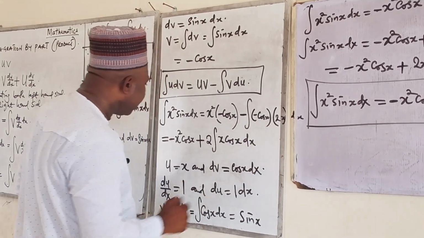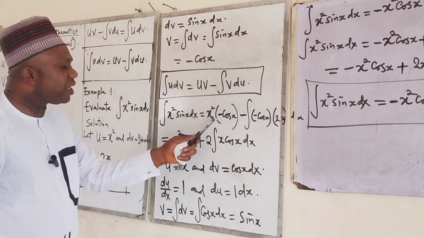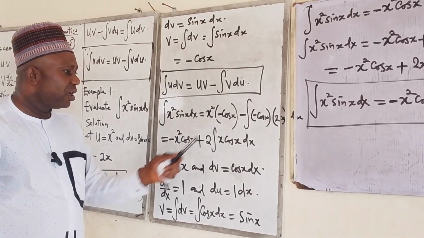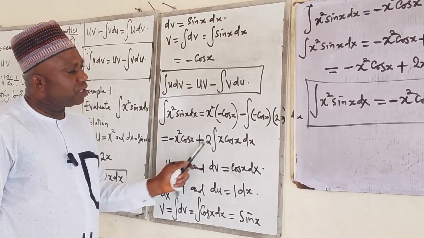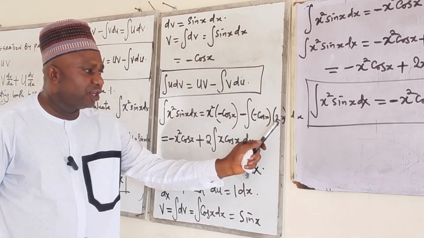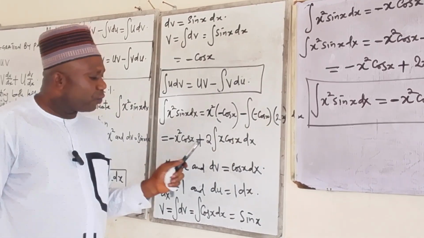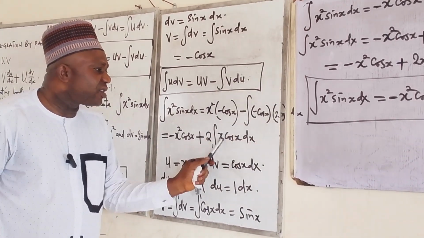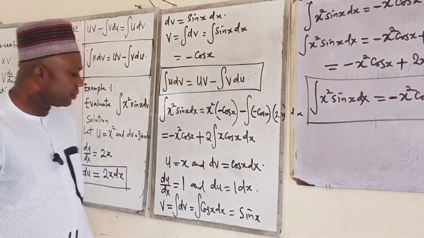So here, x squared times minus cos x is minus x squared cos x. Minus times minus is plus. And here we have 2x. Because 2 is a constant, we brought it out. So we have 2 times the integral of x cos x dx.